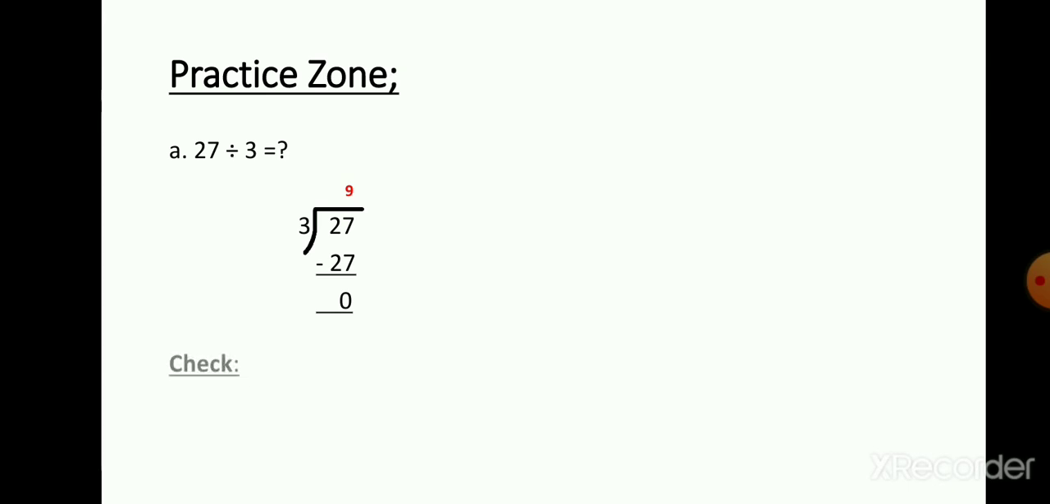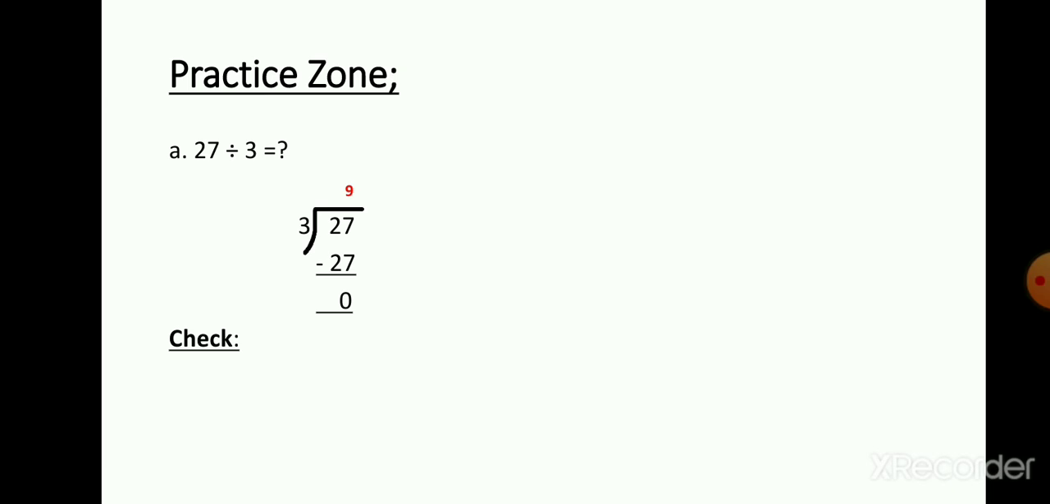Now you can also check your answer, whether you solved the question correctly or not. So how can you check your answer? Here is a small formula, or you can say a small trick, to check your answer. For that you need to multiply your divisor with your answer, with your quotient. If you multiply this quotient with your divisor and you get the dividend as your answer, that means you solved the question correctly.